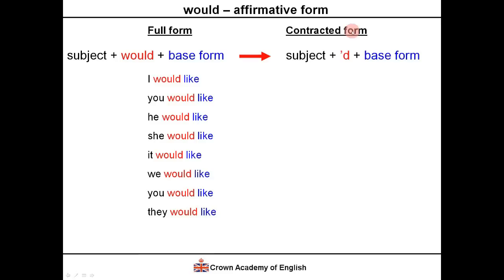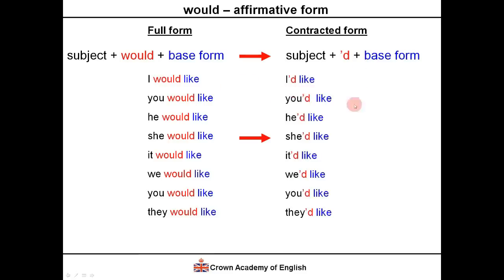And the contracted form is the subject followed by apostrophe D followed by the base form. So it's a very small change. So here is the pronunciation. I'd like, you'd like, he'd like, she'd like, it'd like, we'd like, you'd like, and they'd like.